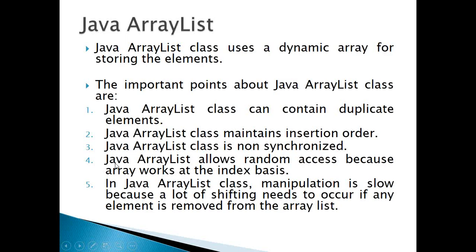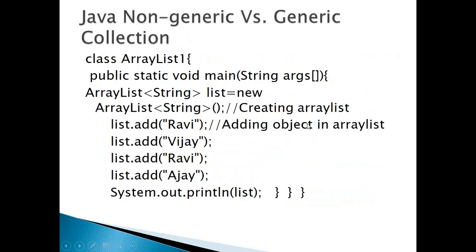Java ArrayList allows random access because the array works on an index basis. As told now, it is stored on the basis of index 0, 1, 2, 3, 4, like that. In ArrayList the manipulation is slow because a lot of shifting needs to occur if any element is removed from the ArrayList. As I explained now, if you delete any one element, the shifting takes place. Because of that, ArrayList is slower in nature. These are some of the properties of ArrayList. Okay, so we'll see one example.